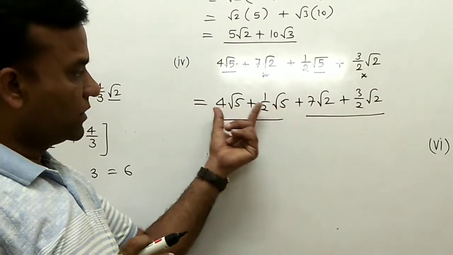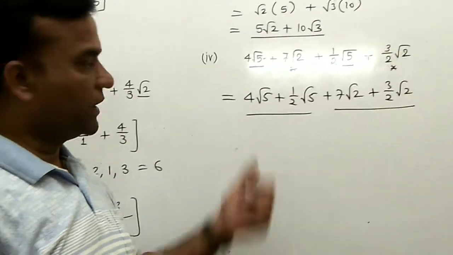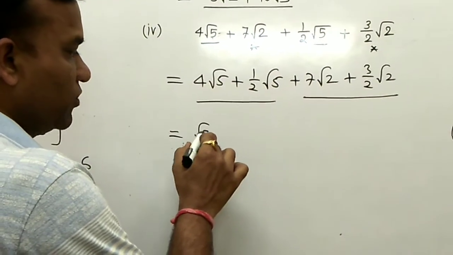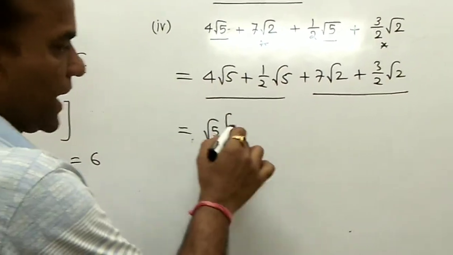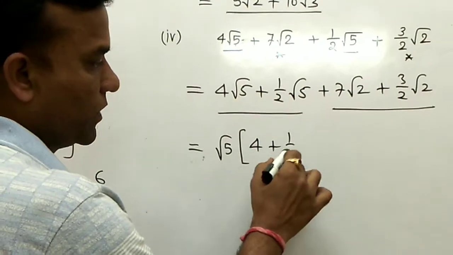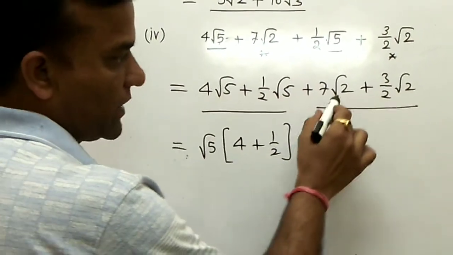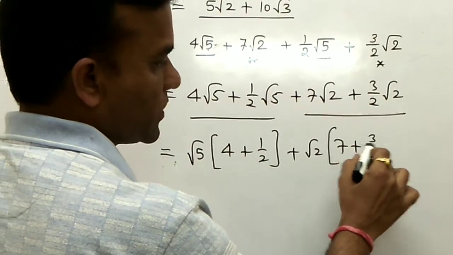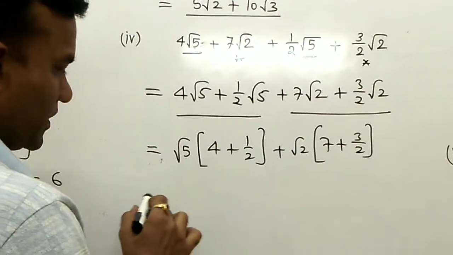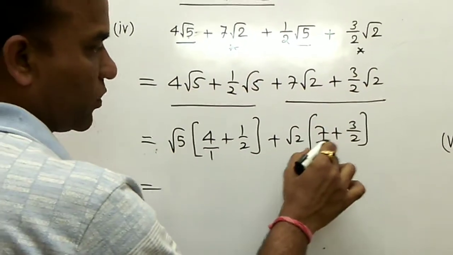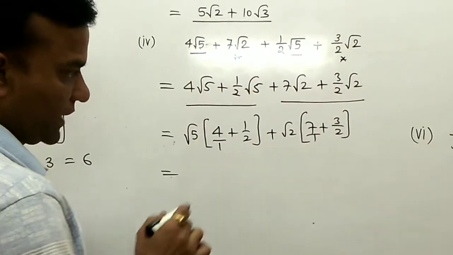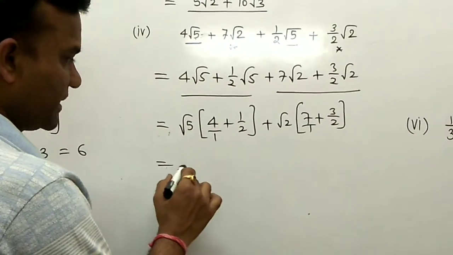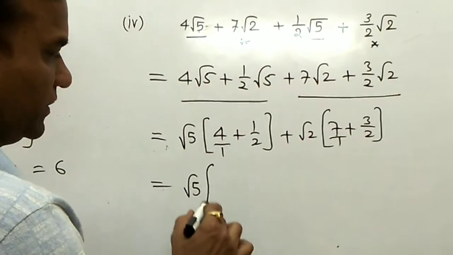The inside value root 5 is the same, but the outside values differ, one is an integer and the other is a rational number. Now you use the same concept again: you take root 5 outside and the inside value is 4 plus 1 by 2. Then similarly you take out root 2 here, so root 2 and then the value is 7 plus 3 by 2. So you put 3 by 2 here. But again you put 1 here, you convert it to a rational number, and then there are two denominators, 2 and 2, so your LCM is 2 because you have a single number.